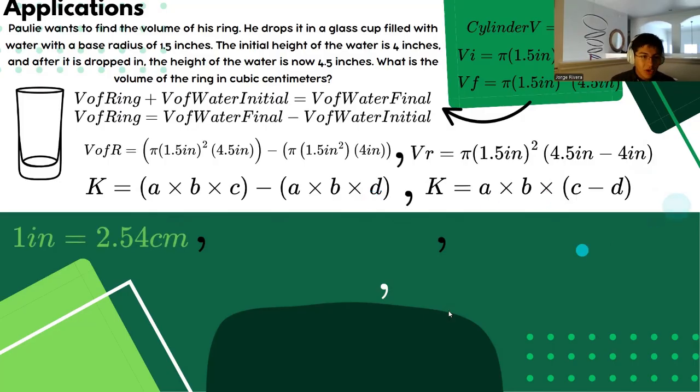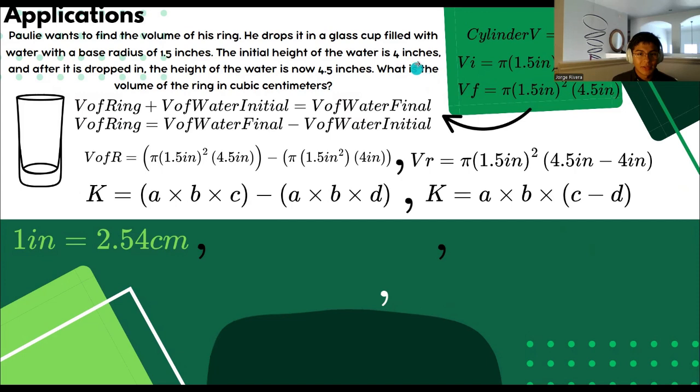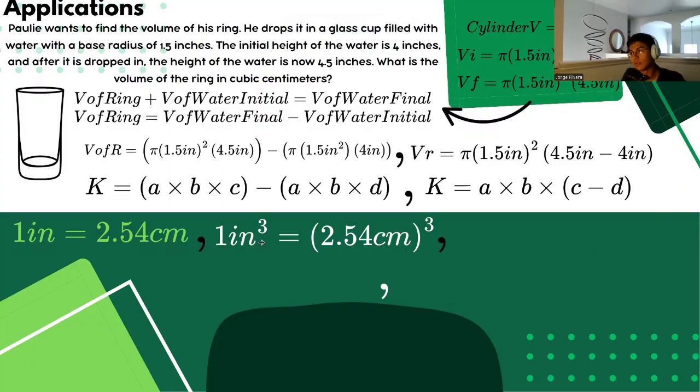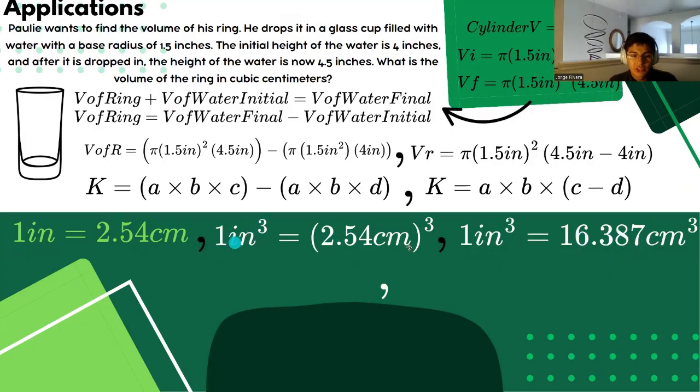So, oh, I didn't see this. I forgot about this. We have to do it in cubic centimeters. So 1 inch is equal to 2.54 centimeters. And in order to convert from cubic to cubic, given one dimension, we have to cube the actual dimension. So that means that 1 cubic inch is equal to 16.387 cubic centimeters, right? Because we cube 1 inch and we cube this side as well.